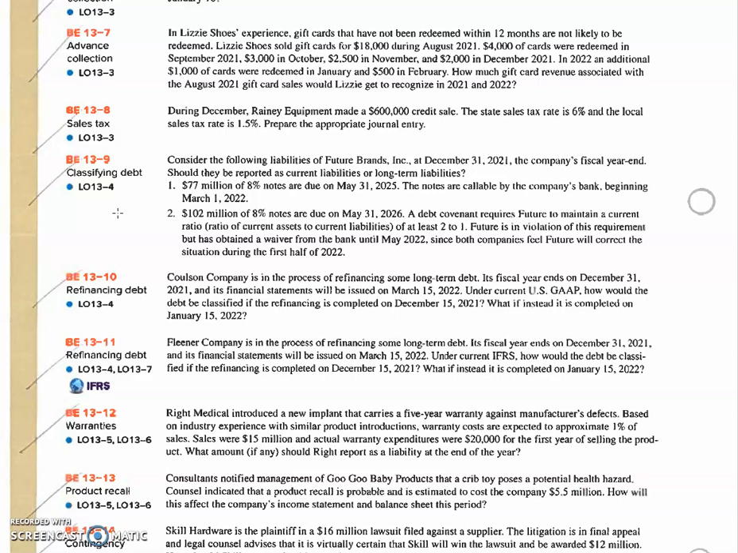Well, the answer is no. Because they have the waiver, it is no longer currently callable, and it's expected by both the company and the bank that they will correct the situation, and so it will not be callable whenever the waiver expires. Then there's no need to reclassify that as current.